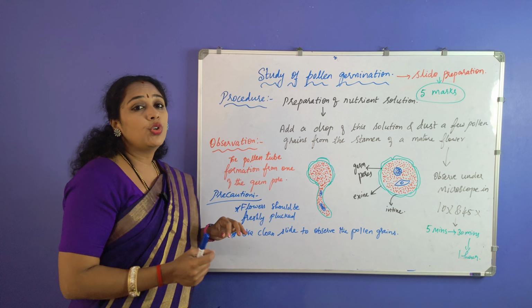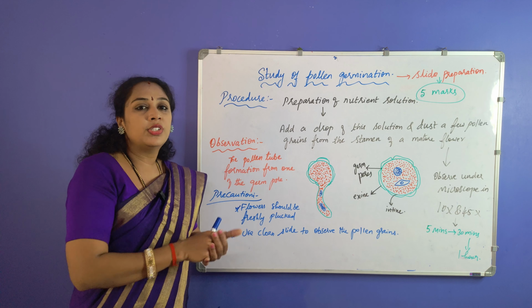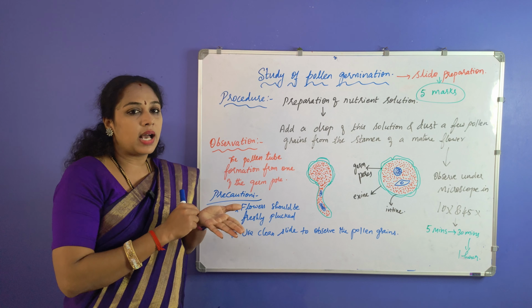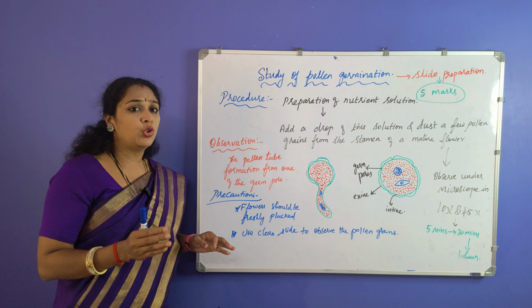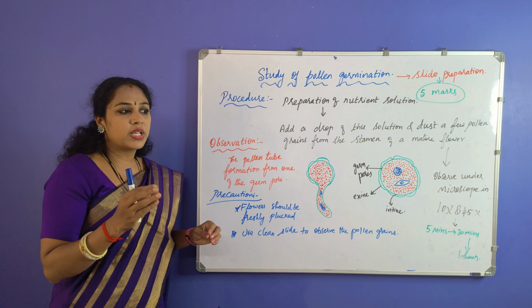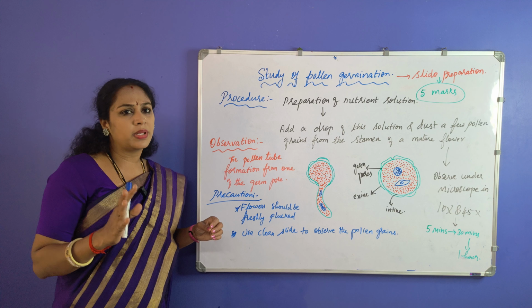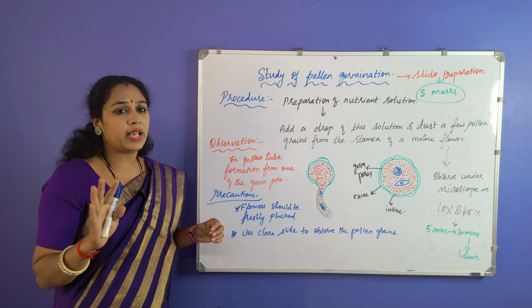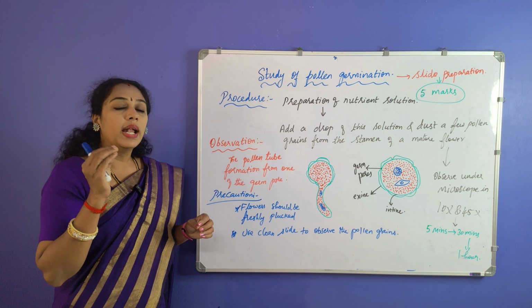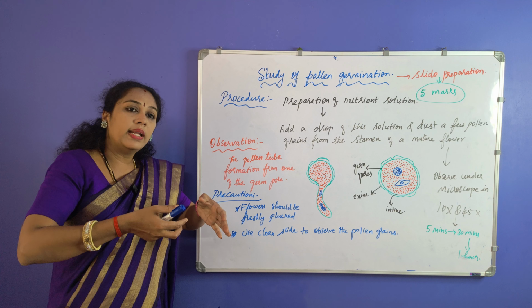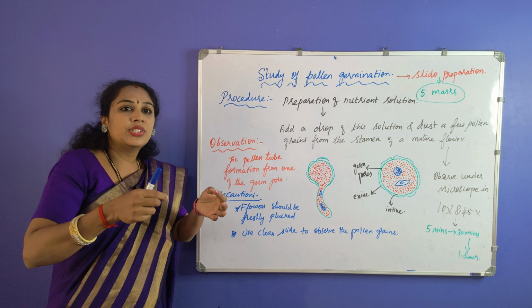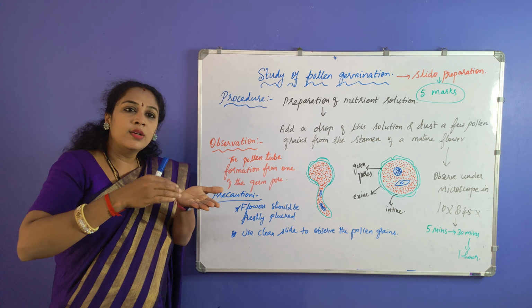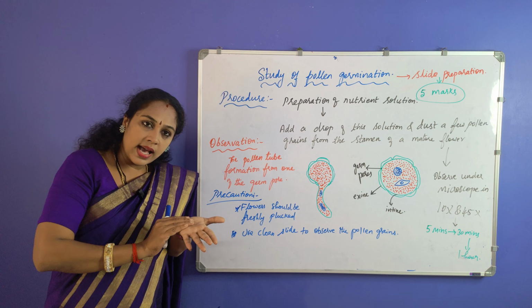So, from this nutrient solution, we place a drop on a clean glass slide, and we take any of the seasonal flowers that is available. As I told you, Vinca rosa is the flower which gives a very good result for pollen tube germination, or any other seasonal flower, whether hibiscus or any other flower. And then you have to dust the pollen, and that pollen has to be teased and spread nicely from the anther in that nutrient solution on a clean glass slide.